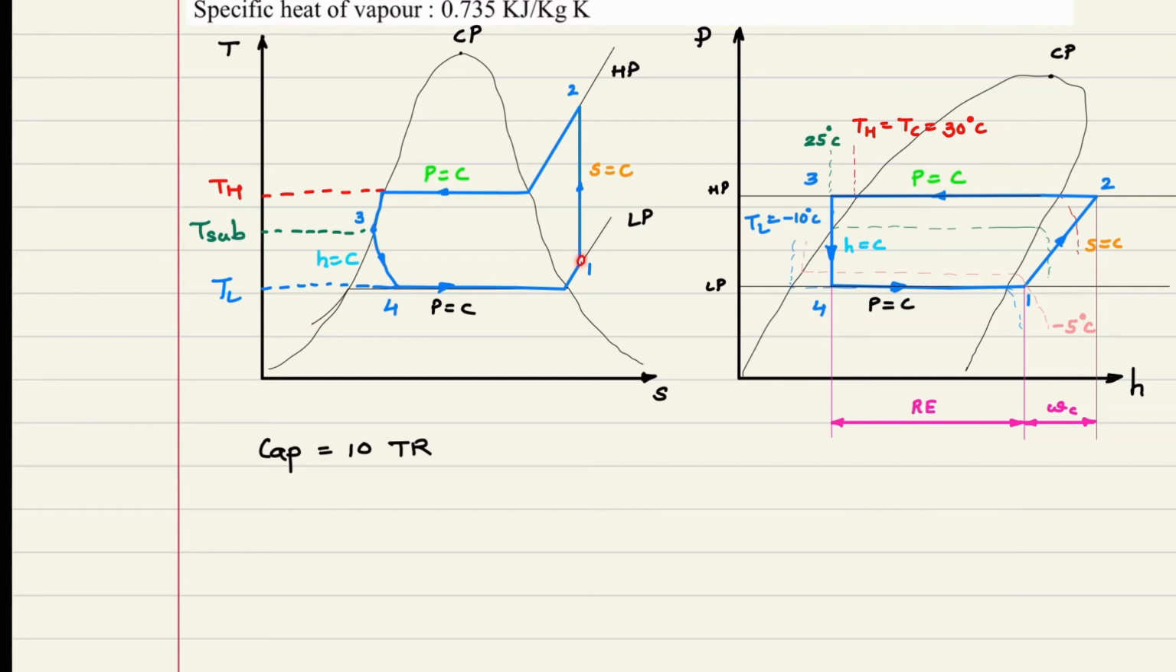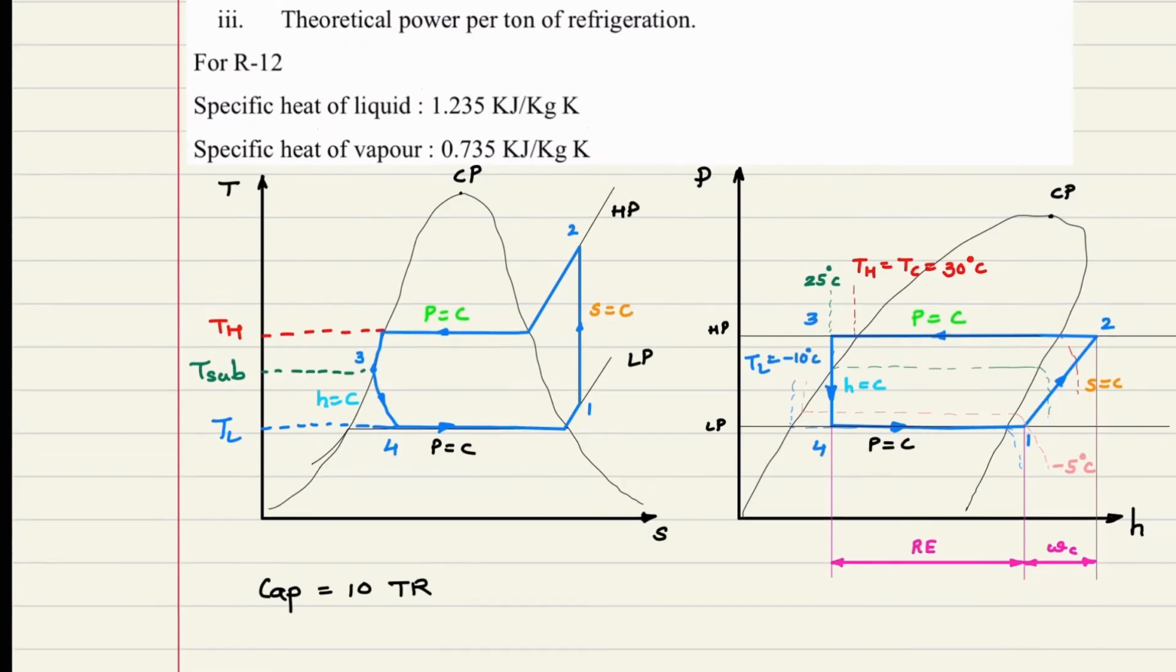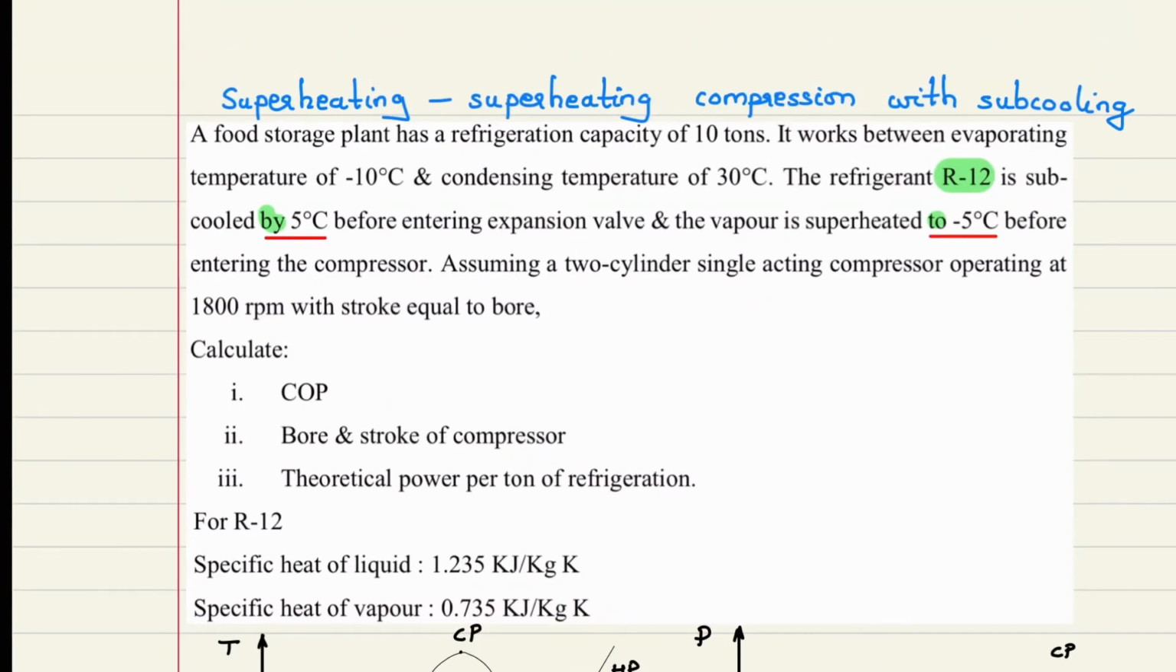So this will be point number 1. Points 1 to 2, both are in the superheated region. Then from 2 to 3, subcooling is there, so it will go over here, then 3 to 4 and 4 to 1. So we have drawn the pH and TH diagram from the given data.